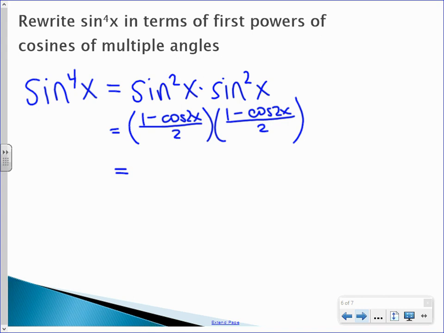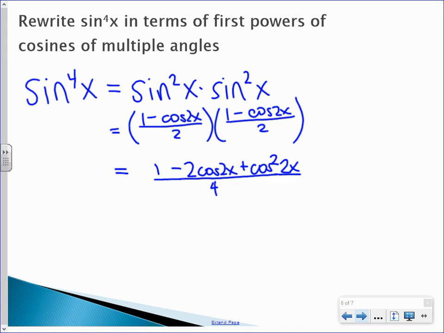What are we going to have to do with those? We cannot leave them as is. We're actually going to have to perform the multiplication. Okay, we'll start with the easiest part. 4 is our denominator. And then we have 2 binomials upstairs that we have to multiply. So when we multiply out these 2 binomials, we have 1 times 1. We have 1 times negative cosine of 2x twice. And then we have plus cosine squared of 2x.